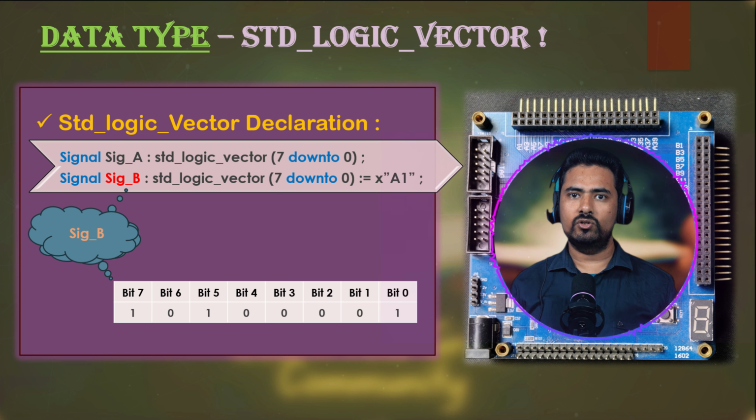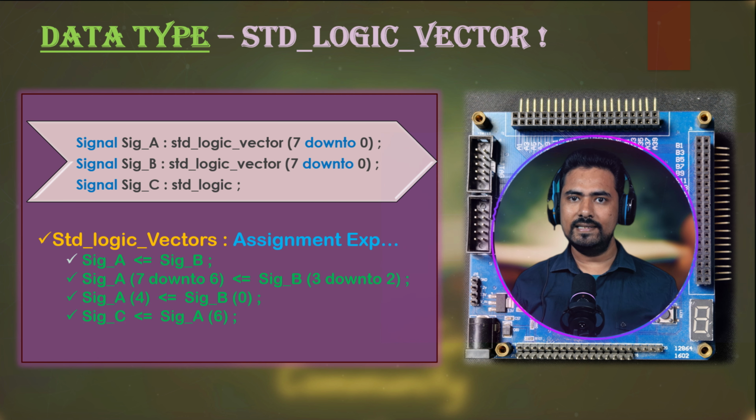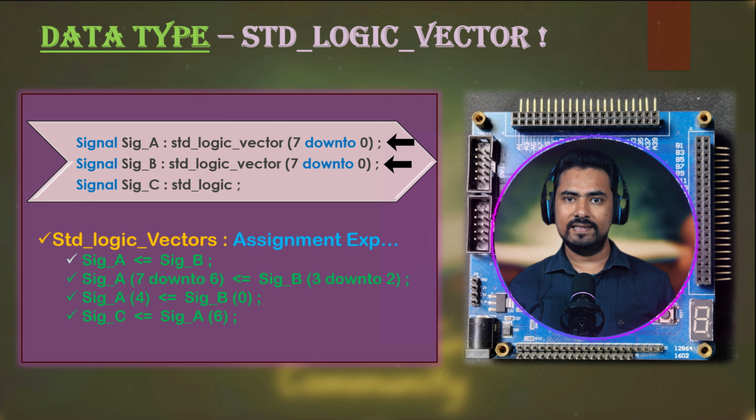Assignments with std_logic_vectors are slightly more complex, so we will understand them with some examples. Assigning values to std_logic_vector signals is straightforward when dealing with signals of the same size. If you look over the example where I am assigning signal A to signal B using the assignment operator, this will work perfectly fine because both signals are std_logic_vector type and have the same length, which is 8 bits.